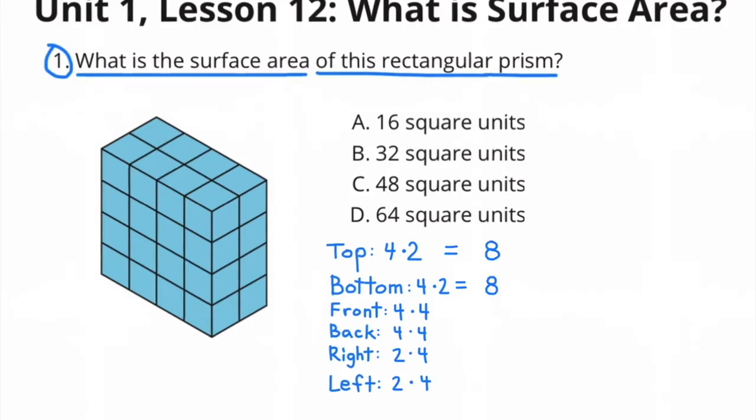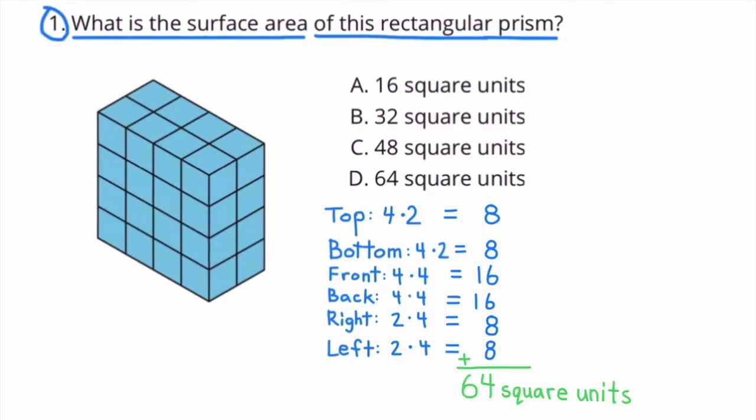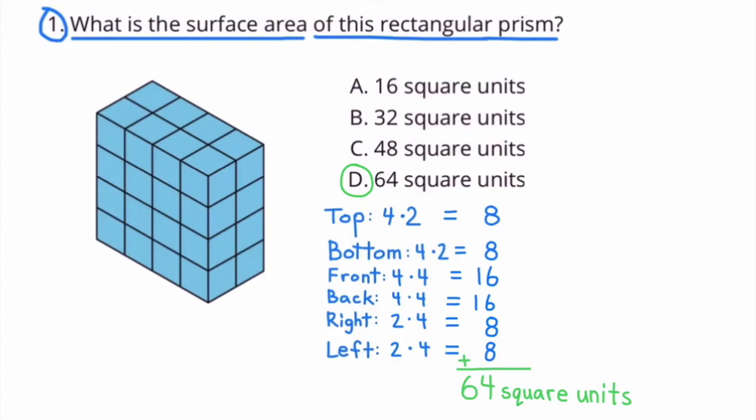4 times 2 is 8, 4 times 4 is 16, and 2 times 4 is 8. The total of these combined areas is 64 square units. This rectangular prism's surface area is 64 square units.